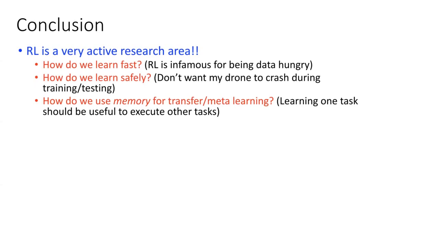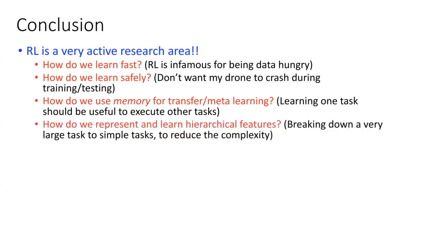How do we use memory for transfer learning or meta learning? Because you know that human agents are really good at using memory. Even if you have a rare experience, that will be used for learning other tasks. You do one task, and that learned experience will be useful for learning other tasks. How do you incorporate that idea of memory for transfer learning and meta learning?